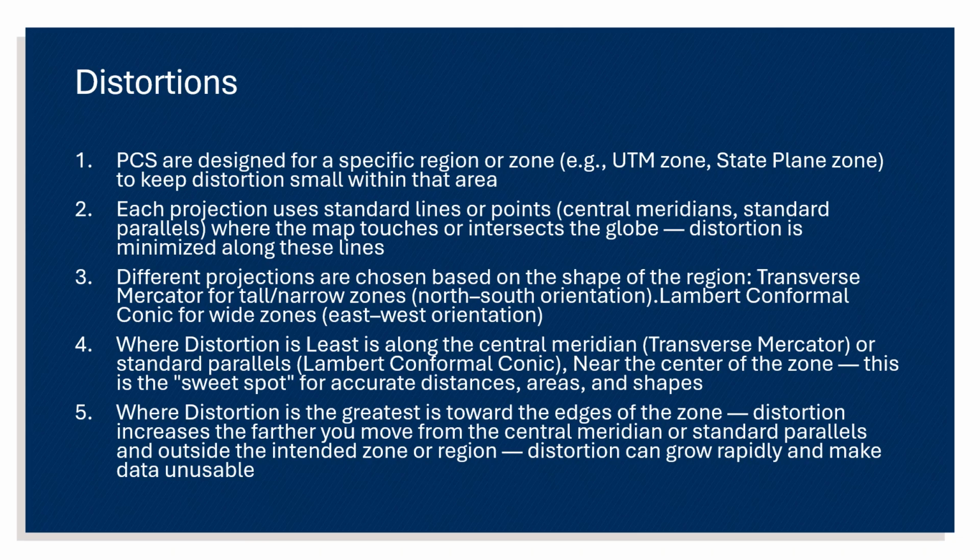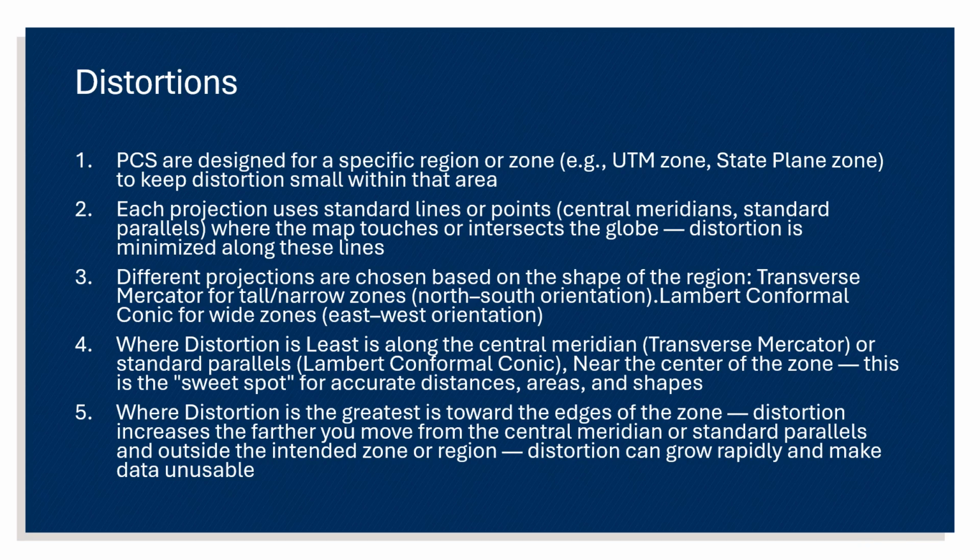Where is the distortion the worst? Along the edges, man. When you get out towards the edge of the zone, that is the least accurate part of the zone. But when you take one step further and you're outside the zone, it's even worse. And every step that you go progressively from there, it gets worse.